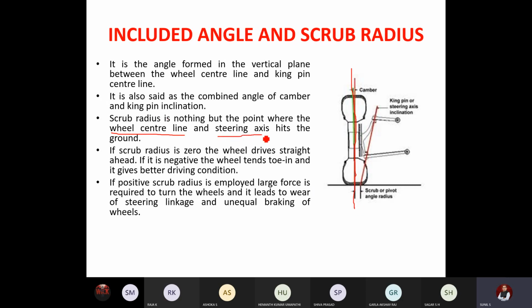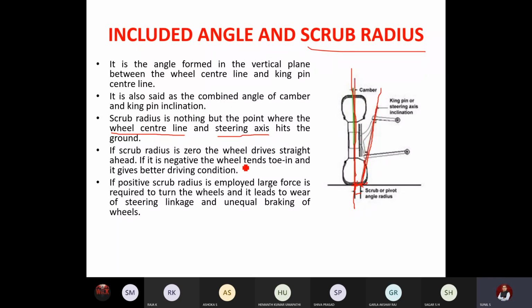Next, steering axis. The steering axis is this one, or it is the kingpin axis. It hits the ground at this point. The distance between these two, we call it the scrub radius or pivot angle radius. Both mean the same. Once again, I'll repeat. It is the point where the wheel center line, so this is the wheel center line or vertical axis, and the steering axis hit the ground. This is the steering axis or kingpin axis that hits the ground here. The distance between them, we call it the scrub radius.